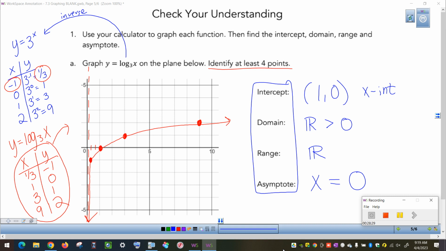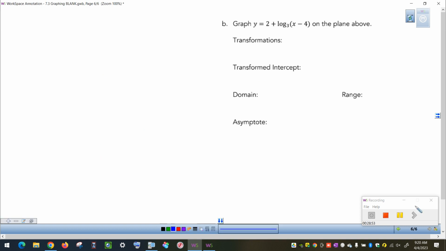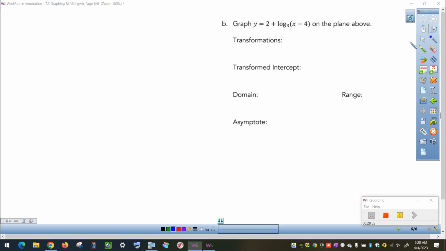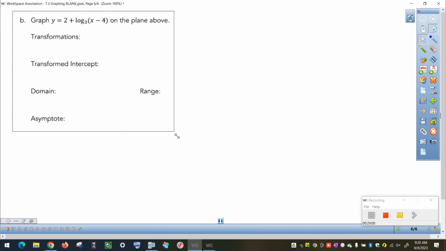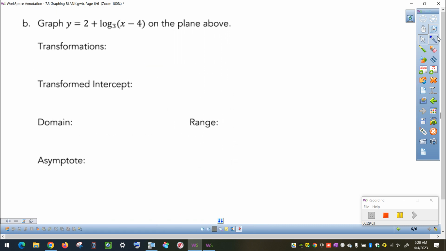Okay, the interesting thing on this question, in part B, we're now going to do a transformation of log base 3 of x. So rather than having the most basic version of that equation, we have a few changes to it. So notice that we have a 2 added out in front. Move this off to the side. And then we have log base 3, so we know it's based on the log base 3 that we did above. But now it's not just x. Now in parentheses we have an x minus 4.